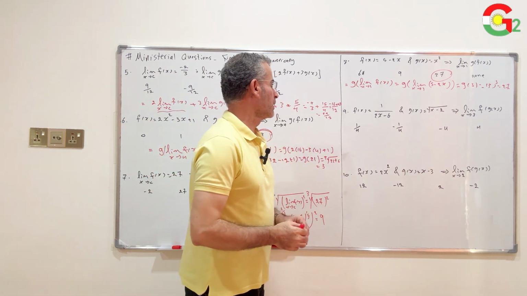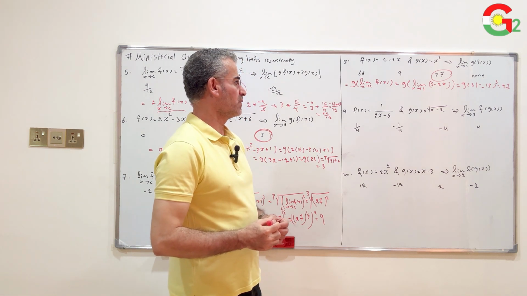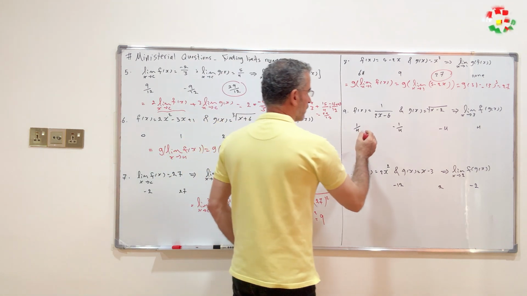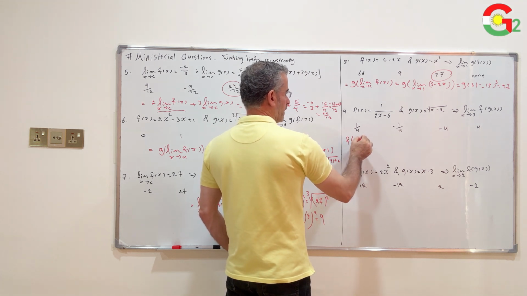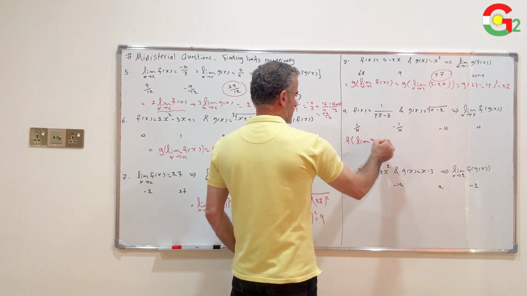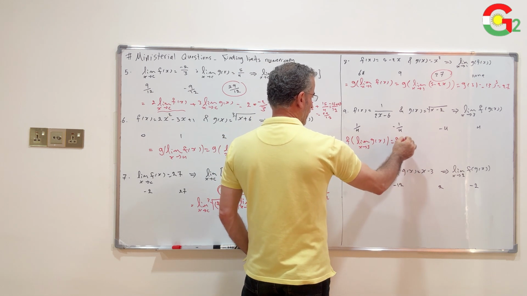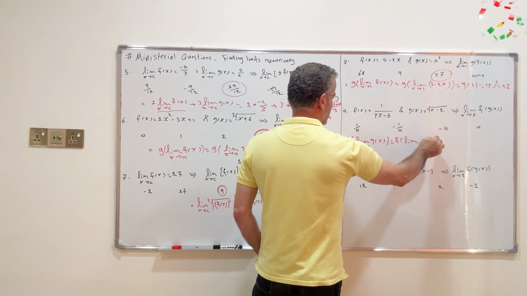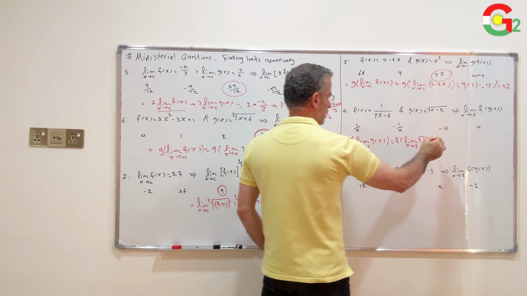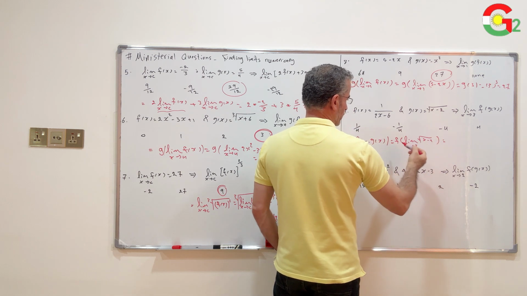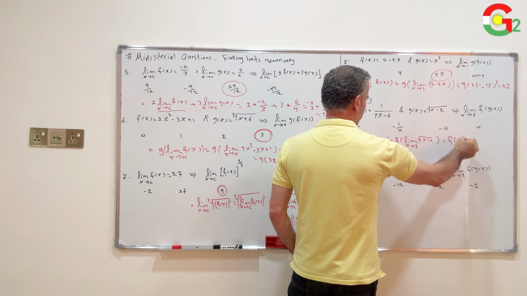Question number 9. f of x is 1 over 2x minus 6, g of x is the square root of x minus 2. Find the limit of the composite function. Rewrite this limit as f of the limit of g of x when x approaches 3, equal to f of the limit of the square root of x minus 2 when x approaches 3, equal to, substitute x with 3, 3 minus 2 is 1, square root of 1 is 1, then find f of 1.